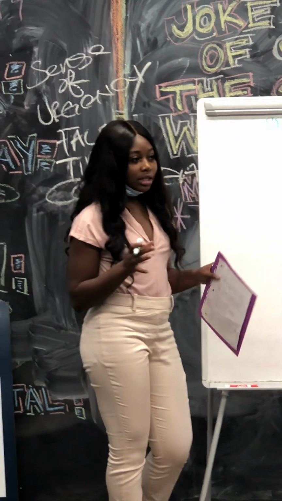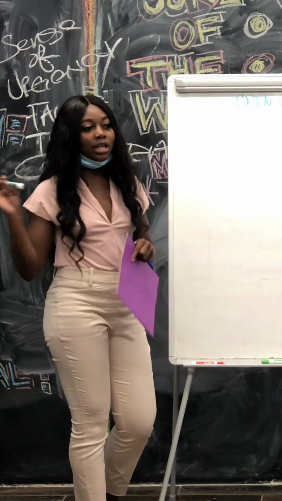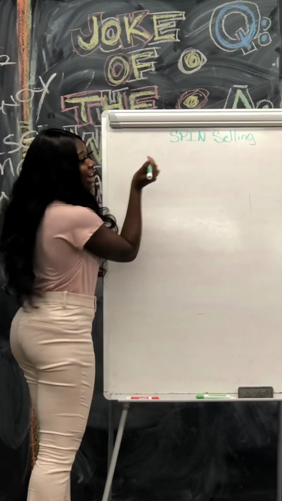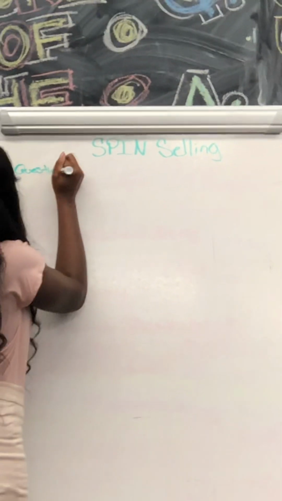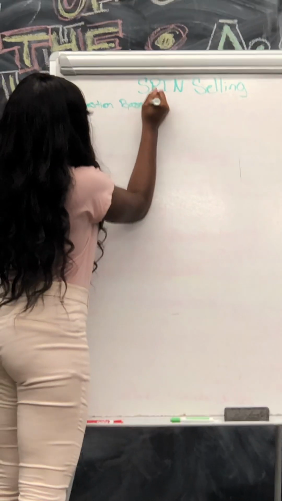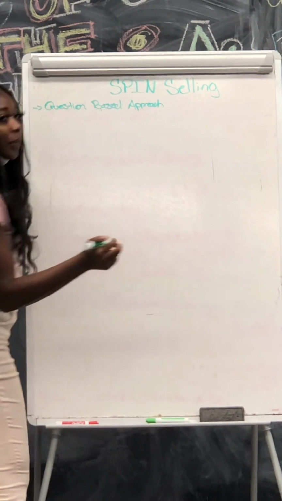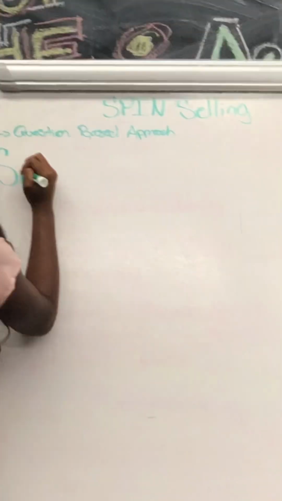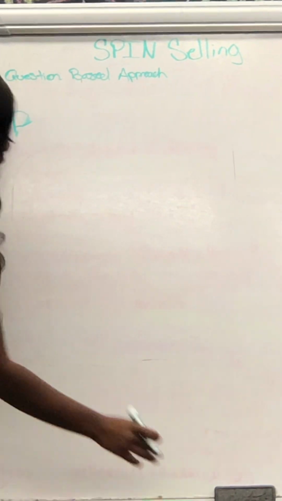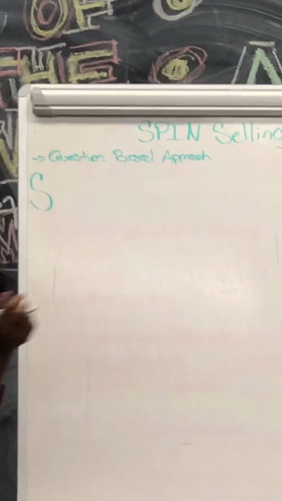Spin selling is basically a sequence of questions. It's a question-based approach. So this is a sequence of questions. The first letter in SPIN, the S, is situation.